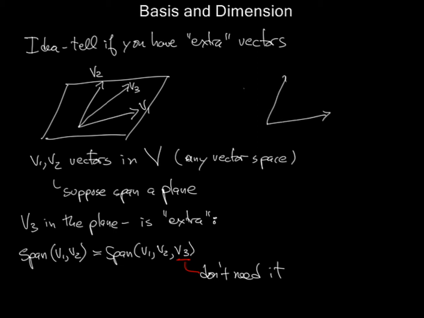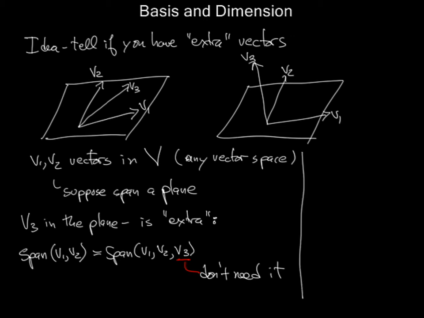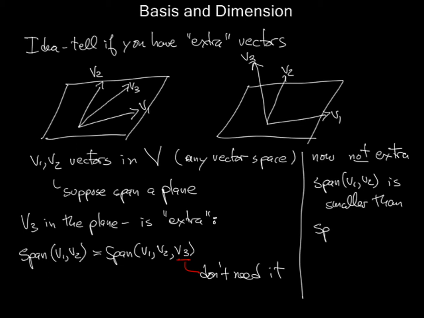Well, by contrast, suppose I started with the same v1 and v2, and my vector v3 pointed off outside the plane in some other direction. Well, now this third vector is not extra. The span of v1, v2, v3 is bigger. I should say the span of v1, v2 is smaller than the span of v1, v2, and v3. So that's what I mean by a vector being extra or not. And that's a picture, so let's make this a little more precise.